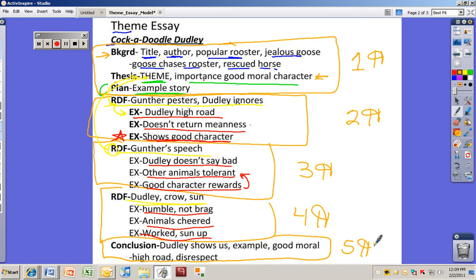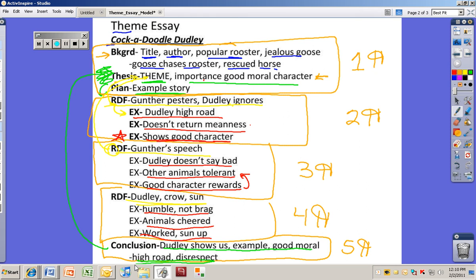And what color is this? Green. Green, good. Why do I color it green? Because it refers back to my thesis. Good. I'm making sure that I tie this to this. Don't bring up anything new. Repeat this idea right here. Repeat this idea with different words if you can. Try to come up with synonyms, otherwise it gets pretty boring if you say the exact same thing at the end. And I'm going to say here that Dudley shows us an example of good moral character. He is a great example to you and me. And he takes the high road. He doesn't disrespect people. That's going to be my conclusion.